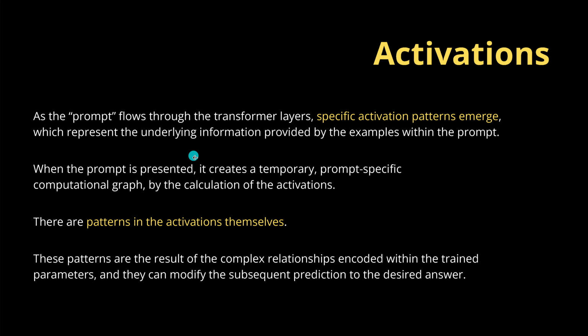And when the prompt is presented, you can see it as a temporary prompt-specific computational graph that is activated and executed, simply calculating those activations. Now the interesting part is that we have patterns in the activations themselves. Of course, those patterns are the result of some complex relationships that are encoded in the trained parameters. I refer here to the forward and feedback loop, the backward calculation, if we modify the weights of an LLM.